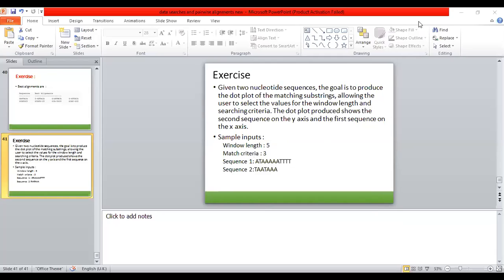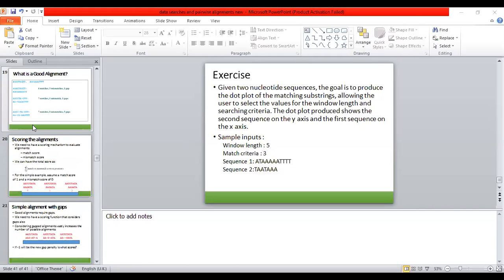So if anything is not clear about the dot plots, you should read more about dot plots, and you can look at the techniques they use to reduce the complexities and apply them in your assignment.